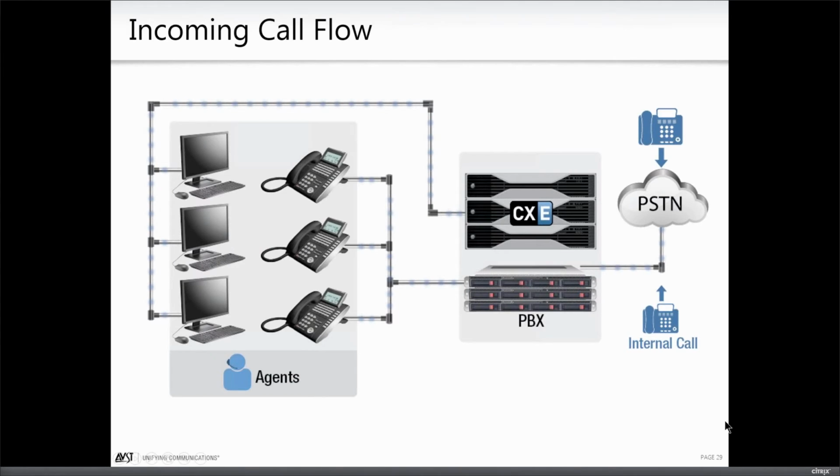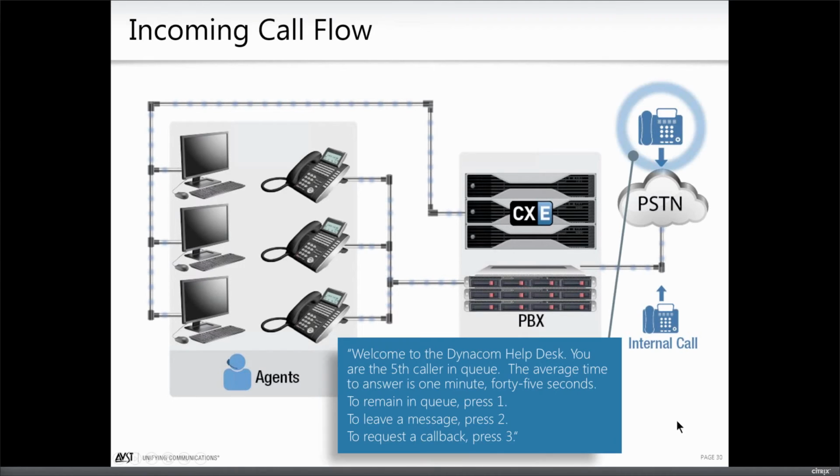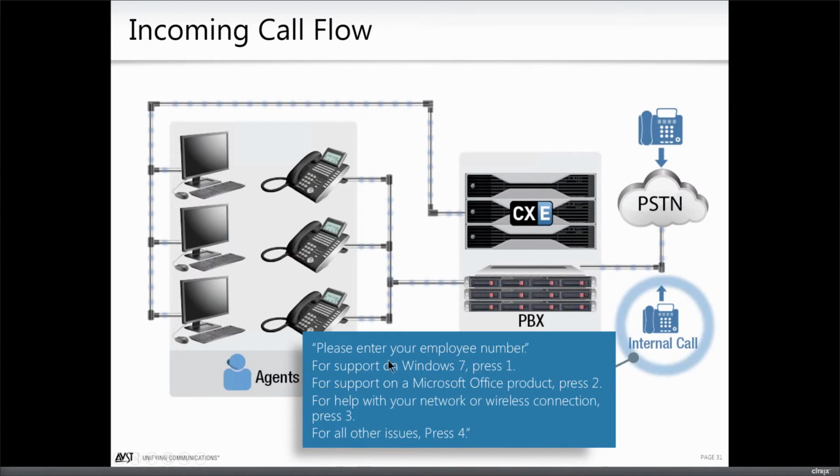So, looking at a call flow from a little different perspective here, welcome to the Dynacom help desk. You're the 5th caller in queue. Average time to answer is 1 minute and 45 seconds. And giving them the options to stay in queue, leave a message. Once they decide to stay in queue, again, the employee number, all of the things we looked at before in the call flow that we looked at one other time.